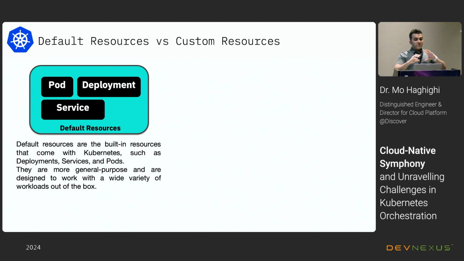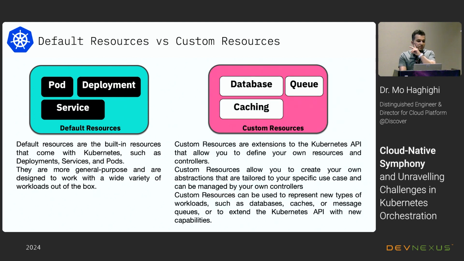But Kubernetes can be easily extended, the APIs in Kubernetes, so you can actually have custom resources. Whatever operation you want to define, you can easily just extend the Kubernetes APIs and create your own resources. Custom resources are extensions to Kubernetes APIs, and you can easily embed your application knowledge into them. Basically, custom resources can be used to represent new types of workload, such as databases, caches, or message queues. This way, you create more capabilities within your Kubernetes cluster.